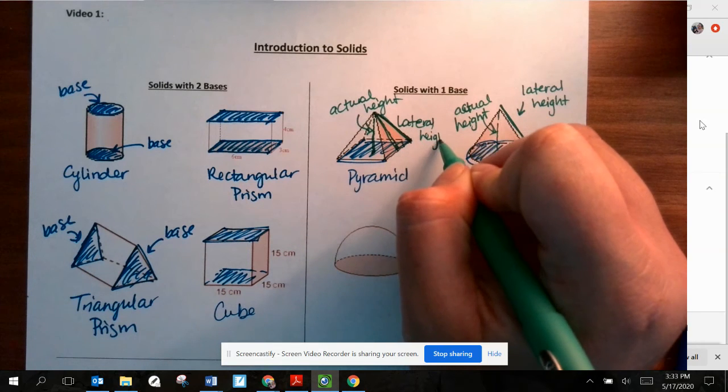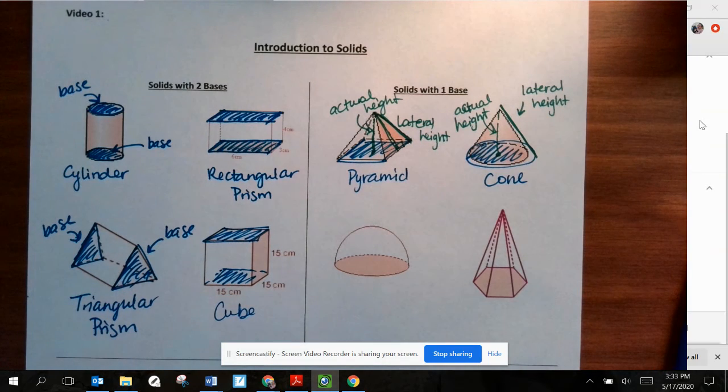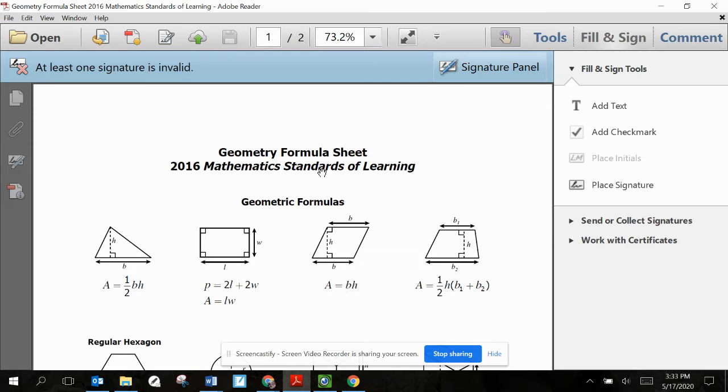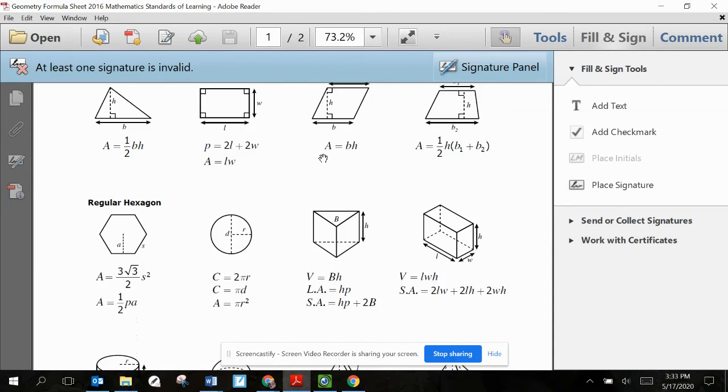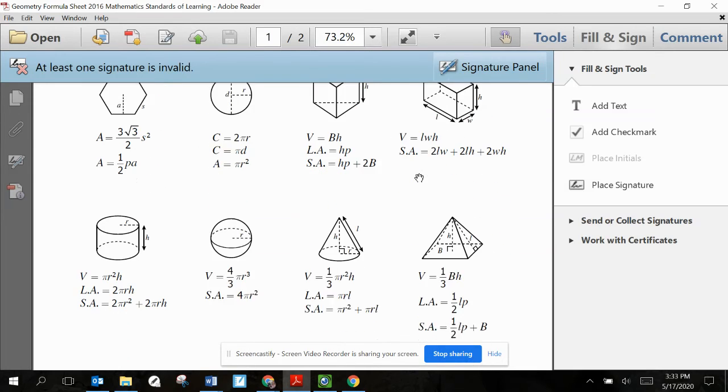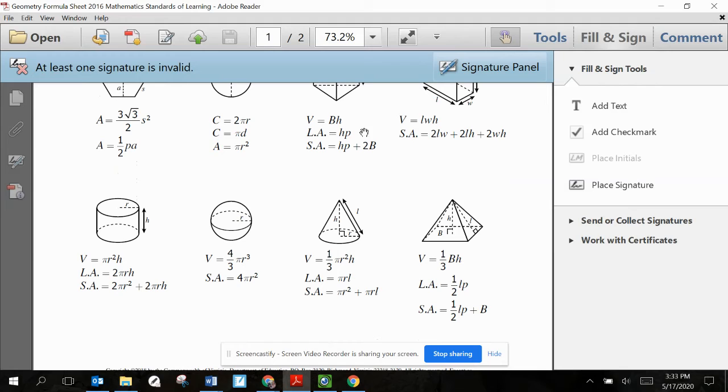So you're going to need to know those vocabulary words. The other thing you're going to need to know is this formula sheet. That's not the formula sheet. This is. You're going to need to be familiar with this formula sheet and knowing what all the different shapes are and what all the formulas are as well. So if you notice, there's every type of 3D figure here, and it's got the volume and the surface area formula for every single thing.